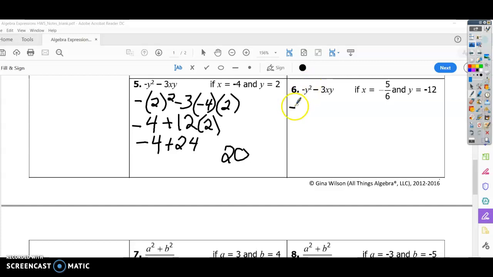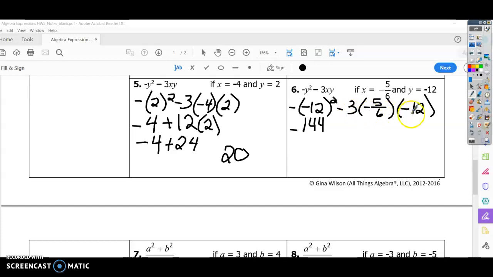So I've got negative y, I'm going to replace with 12. Sorry, negative 12 squared. And then minus 3 times x, in this case, x is a fraction, and then times y, which is negative 12. All right, so for this one, I'm going to bring down my negative again. I'm going to square negative 12. Remember, a number squared is a number times itself, so that number is always going to be positive. But the negative from the outside is still there.